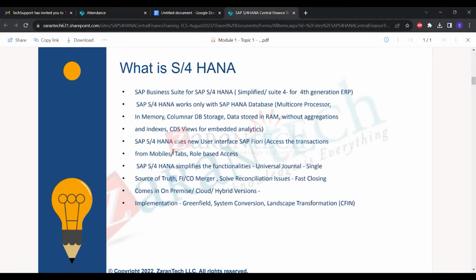So the database required for central finance is SAP S4HANA. S4HANA implementation is not a prerequisite. Okay, got it. Yeah. Thank you. Thank you, Shubham.